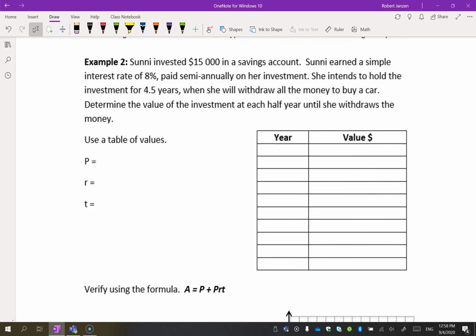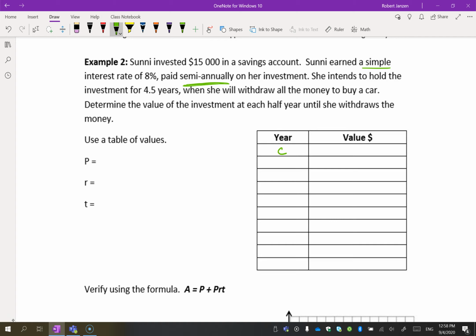Let's try another example. So Suni invests $15,000 in a savings account, earns simple interest. Okay, got to read things like that. Simple interest, 8% paid semi-annually. This means twice a year. And she intends to hold the investment for 4.5 years, when she will withdraw the money to buy a car. Determine the value of investments at each half year. So we're going to be asked to do this a whole bunch of times, this simple interest.